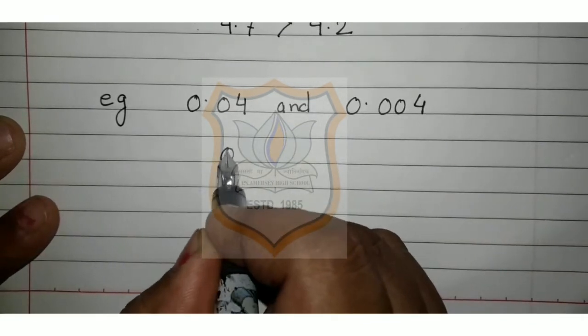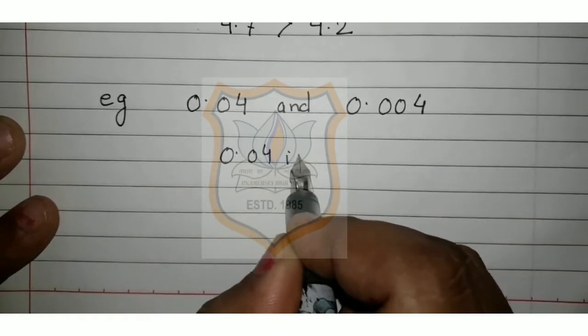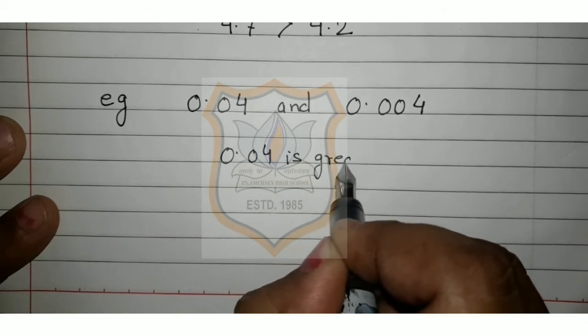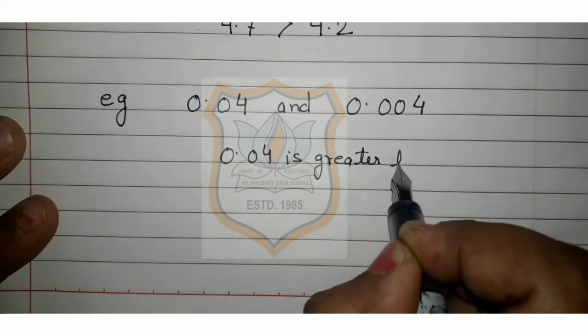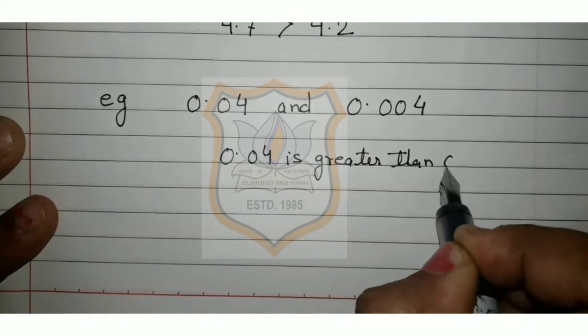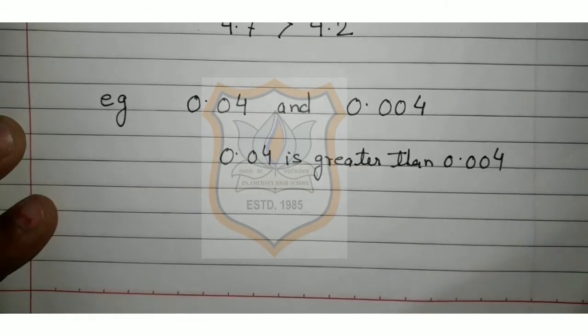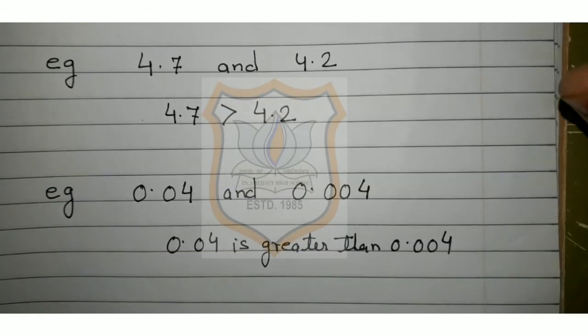So 0.04 is greater than 0.004. So students, in this way you can identify which decimal fraction is greater and which decimal fraction is smaller.